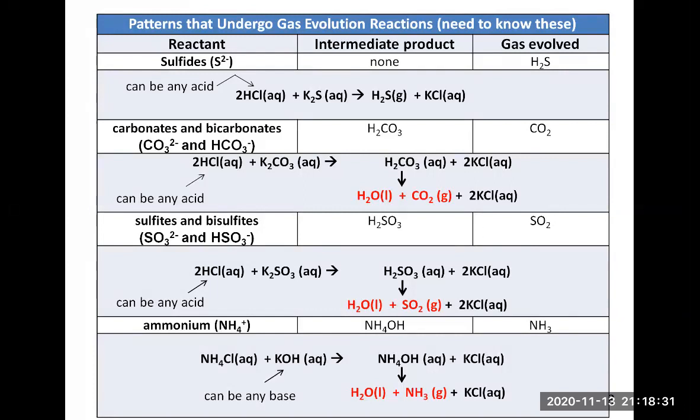So you need to know these, what they will become. Know that H2CO3 is unstable and will make water and carbon dioxide. H2SO3 is unstable and will make water and the sulfur dioxide. And then ammonium hydroxide is unstable and will make the water and ammonia. And then the H2S is a gas.